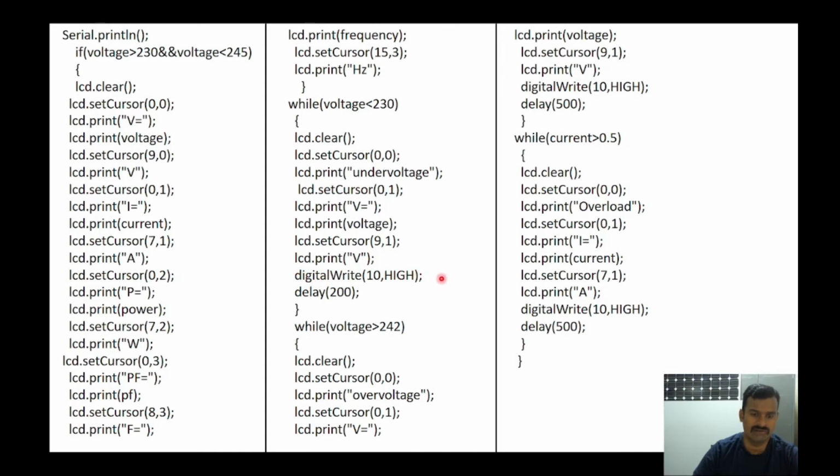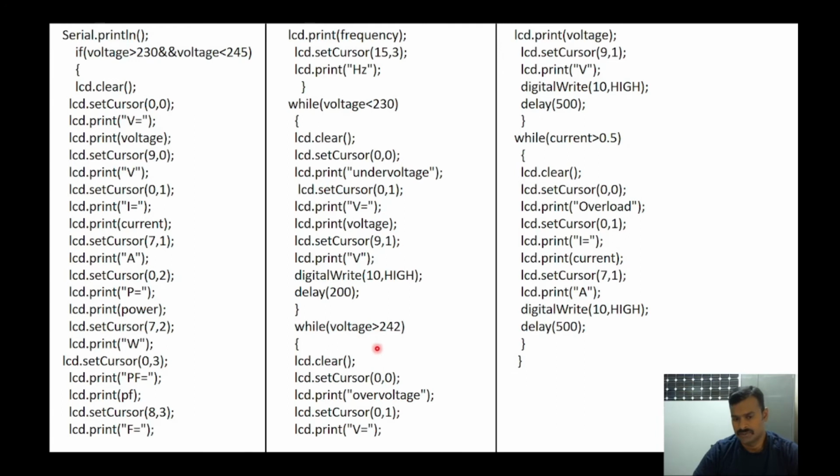That means the relay will be off, and also it will display the voltage. How much is the voltage? Less than 230 means it may be 210, 220, whatever the value obtained. That will be displayed there. And similar to that, voltage greater than 242 means it's an over voltage. Again, as I told you, these numbers can be anything. As per your supply input, you can keep 260 or 255, based on the standards. Now I said 242.